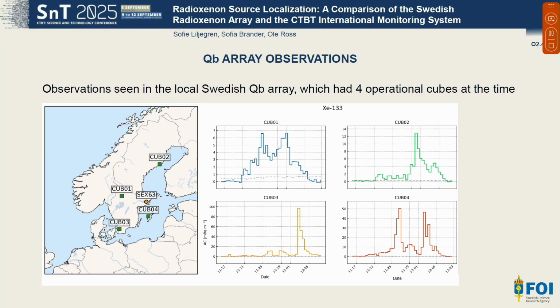And these are the observations of xenon-133 during this time period for the 4 different cube stations. Please note that the y-axis differs between the different plots, but most interesting is maybe cube 3, which had a very large peak of 100 millibecquerel, and also cube 4, which had 2 large peaks of 50 millibecquerel, which is very unusual, some of the highest levels we've ever measured. So this was a very large radioxenon release.